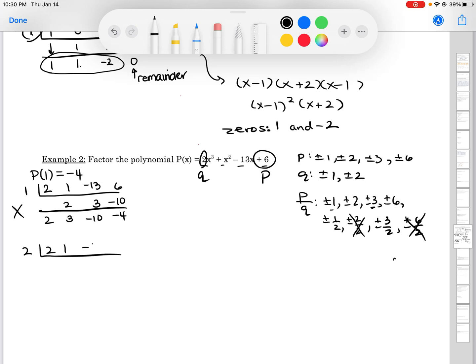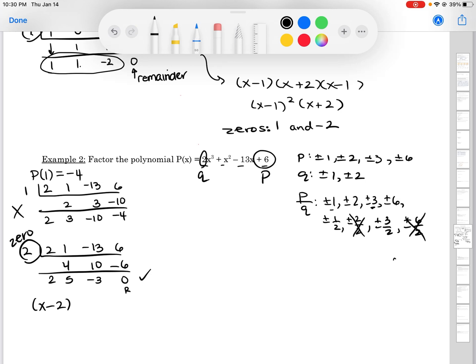2, 1, negative 13, and 6. So that's 2, 4, 5, 10, negative 3, negative 6, 0. Perfect. There's my remainder of 0. So that means 2 is going to be a 0 of my function, and I can think of this as now being somewhat factored. That really means x minus 2 is the factor. If 2 is the 0, right, we change the sign.